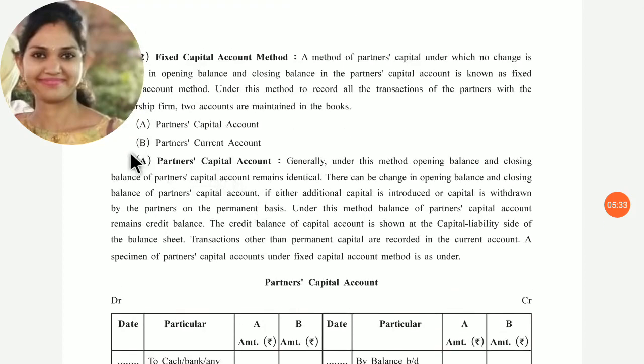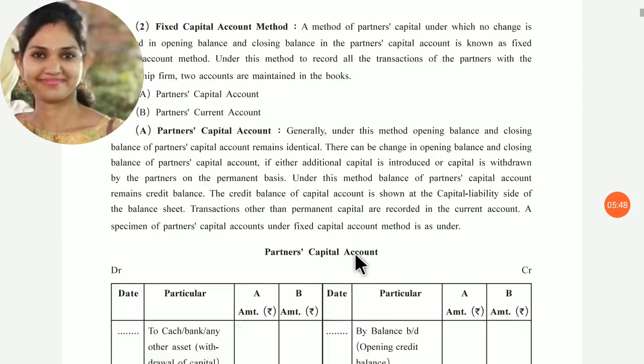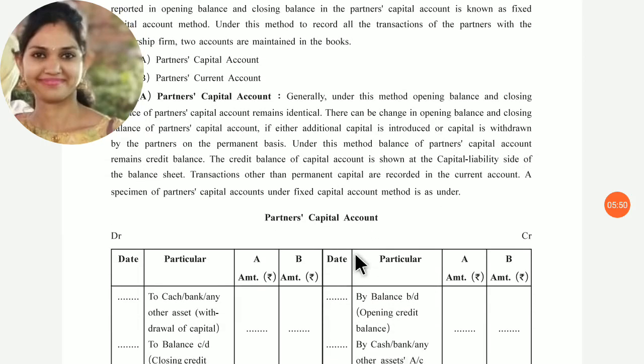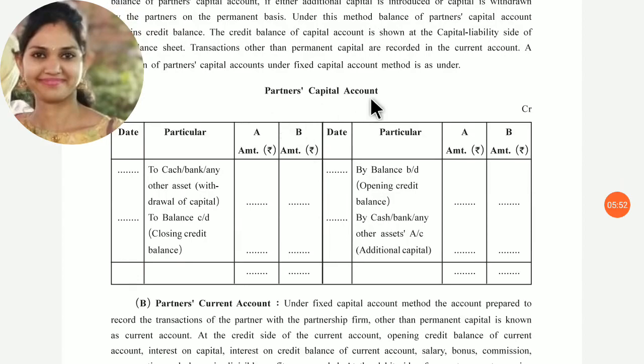We will give all the adjustment entries, it means bonus of a partner, salary of a partner, commission, profit of a partner, all types of adjustments, we will show in the partners current account. So in the capital account, we just have to open it and immediately close it. Partners capital account, credit side, by balance brought down, it means opening capital, we will write the amount, and here additional capital.